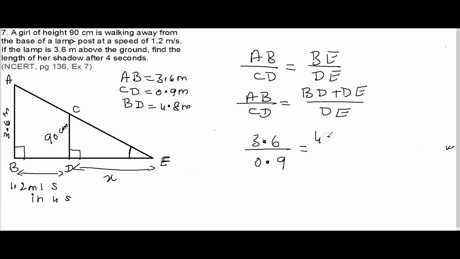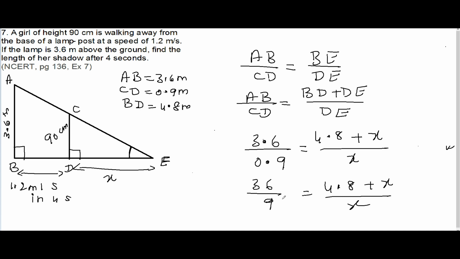BD is also given, 4.8. DE we have taken as X. Now this will become 36 by 9, which is (4.8 + X) by X. We are going to get this, this will go 9 4s. Now what is left out for us?